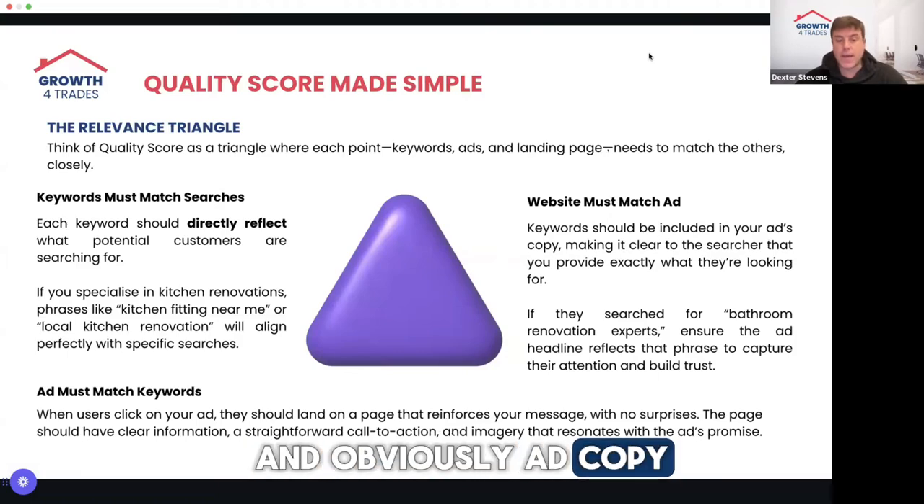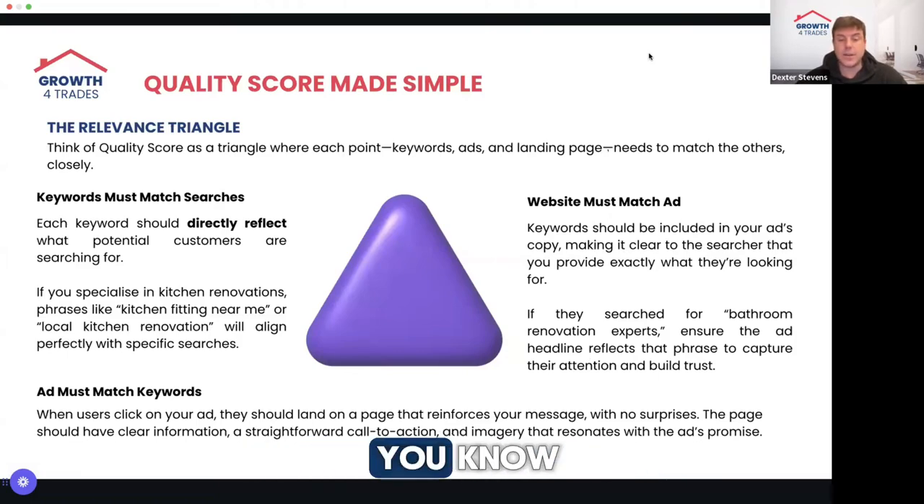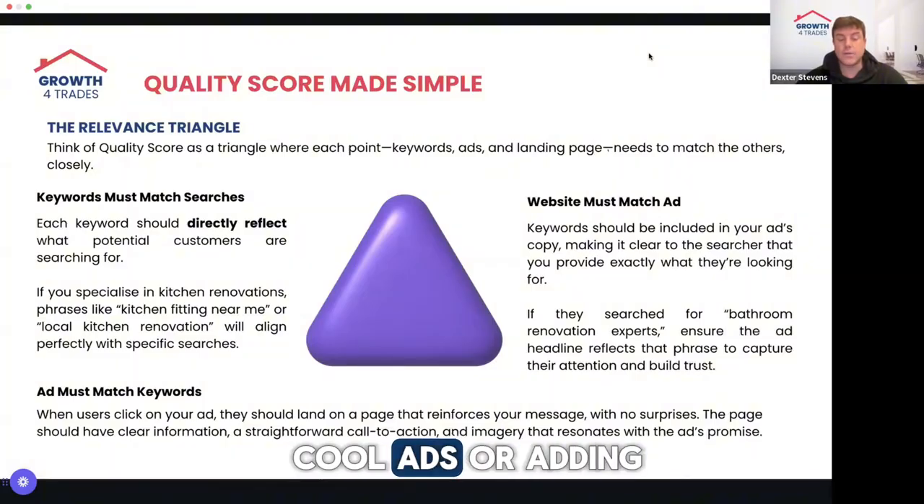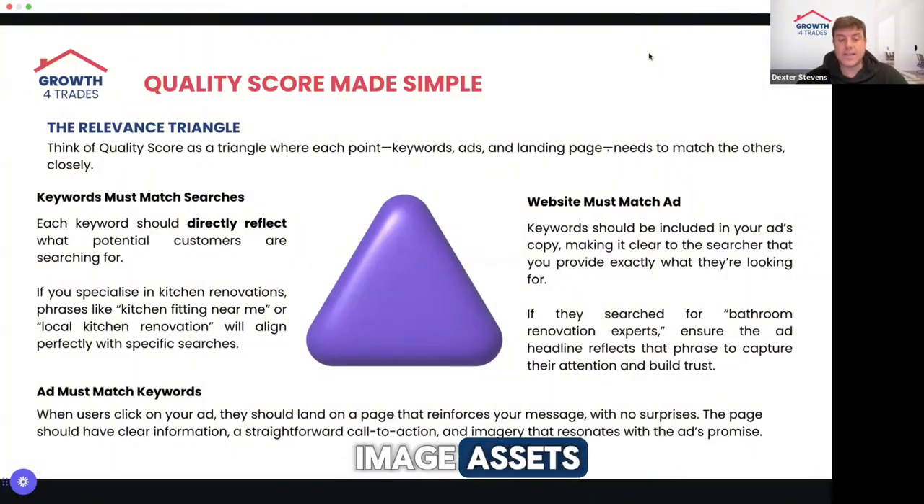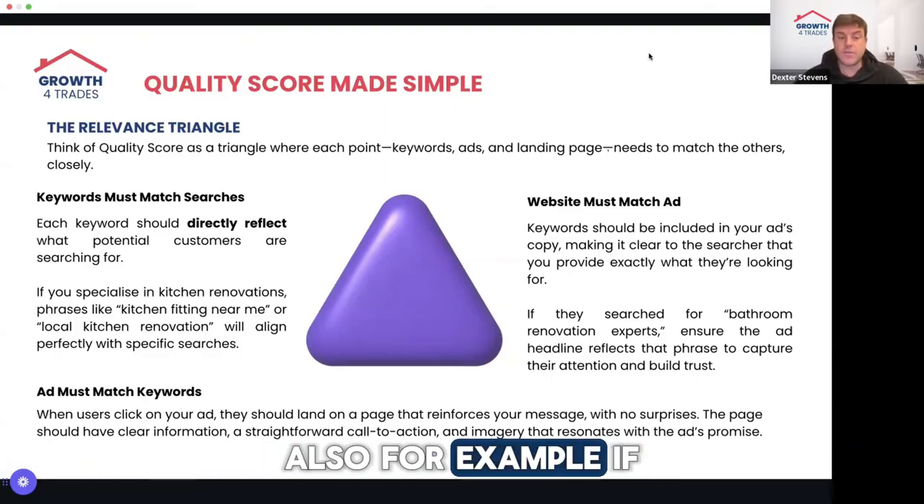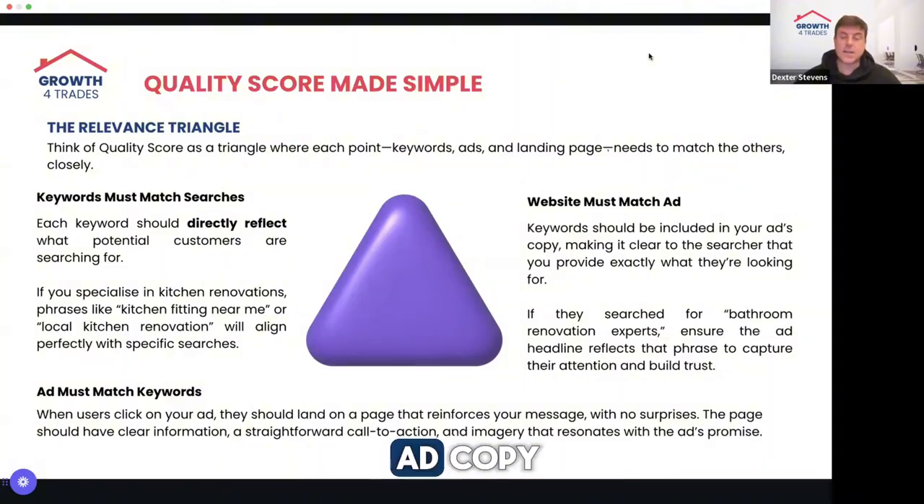And obviously, ad copy also helps with it. Use all the Google assets, like setting up call ads or adding image assets, and all the other different things to optimize the performance. Also, for example, if you've got an offer on, add that into the ad copy, and make it as prominent as possible to make sure that the click-through rates go up.